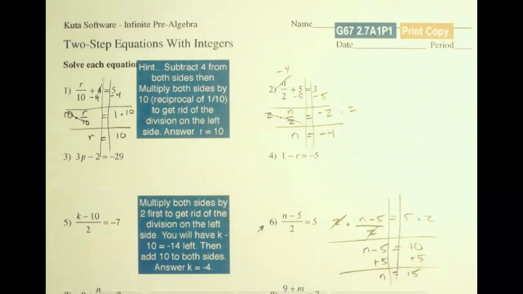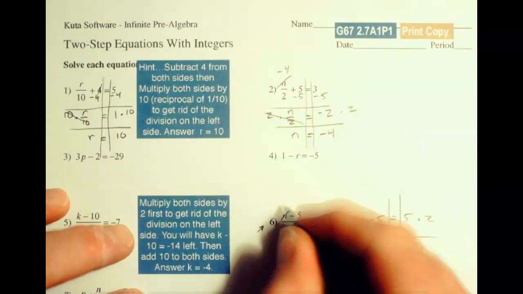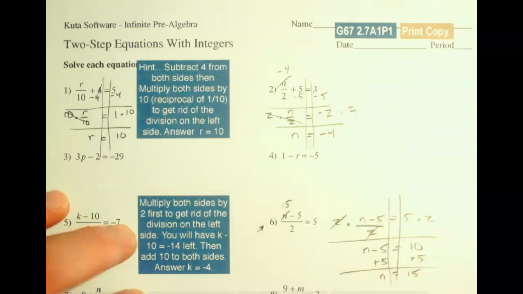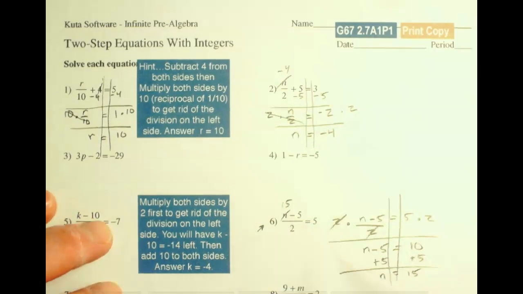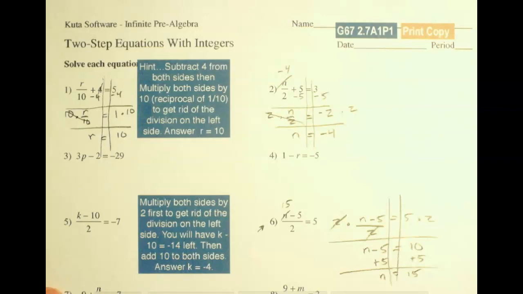And let's just check it and see if it works. 15 minus 5 is 10. 10 divided by 2 is 5. Yes, it works out just fine. All right. Let's do another one of those. Well, you know what? Let's do number 3 here.